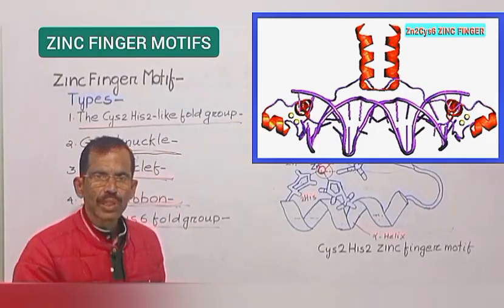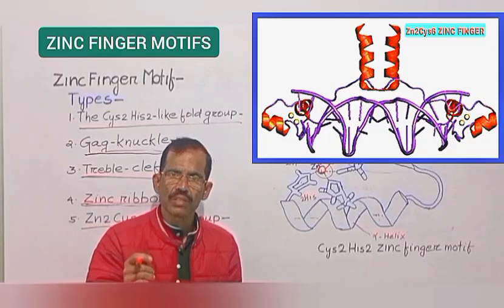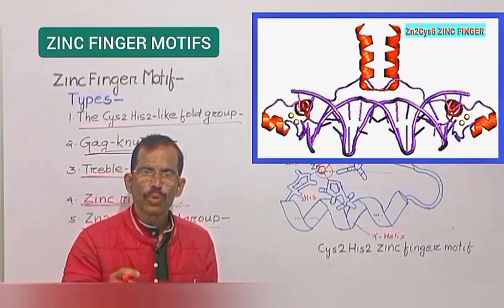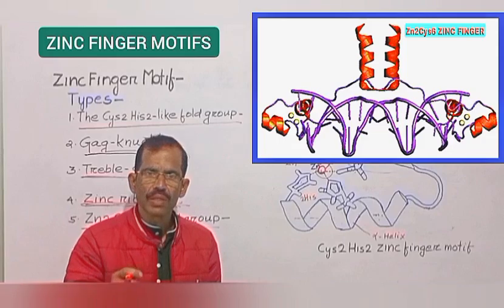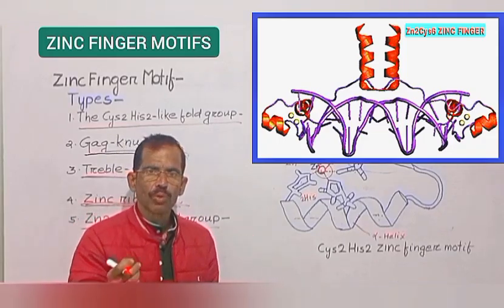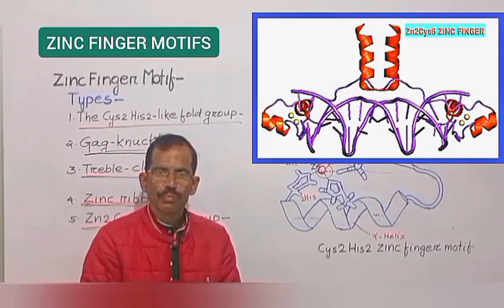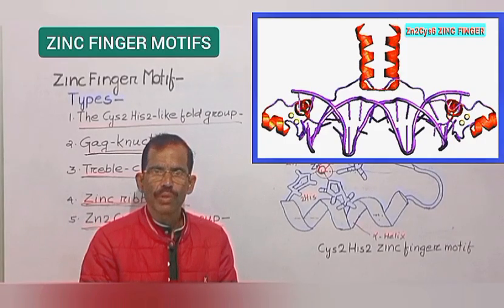Such type of zinc finger consists of a binuclear zinc cluster in which two zinc ions are bound by 6 cysteine residues. Such type of structural motifs are found in several transcription factors. Friends, this is all about zinc fingers.